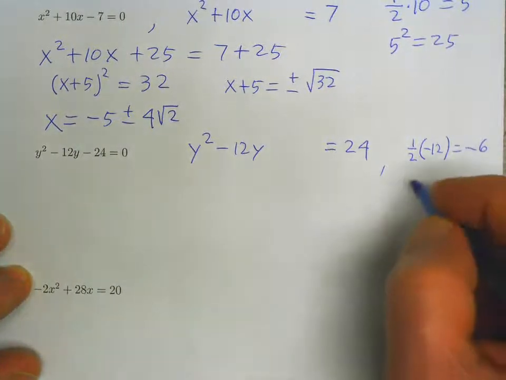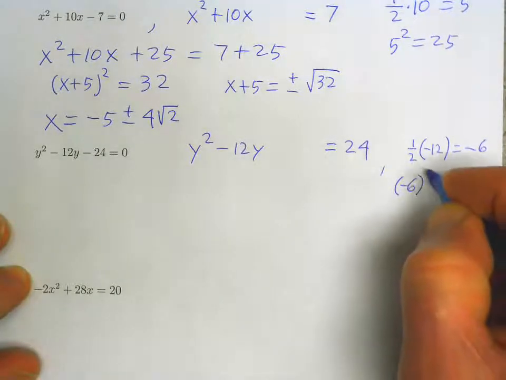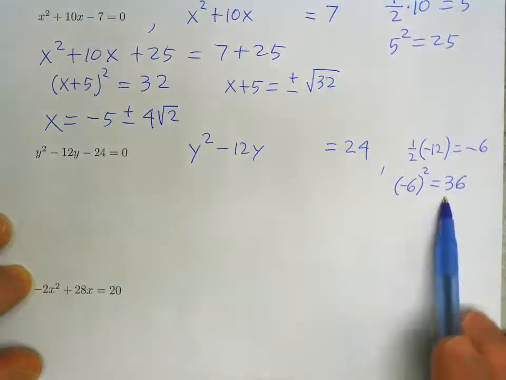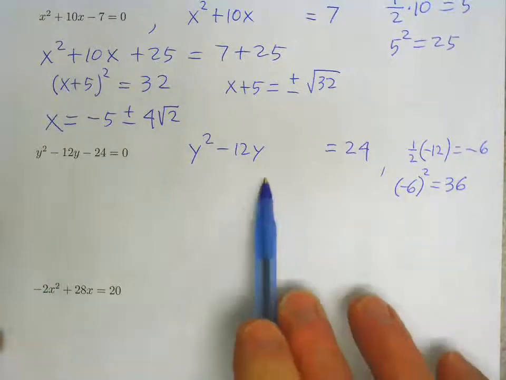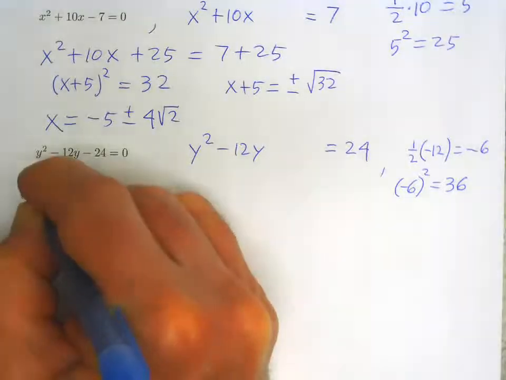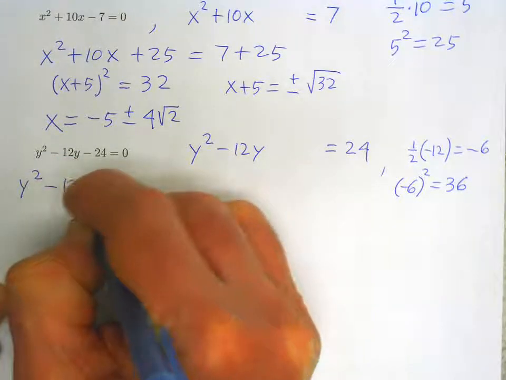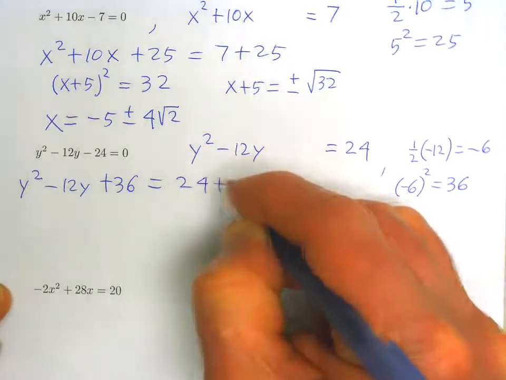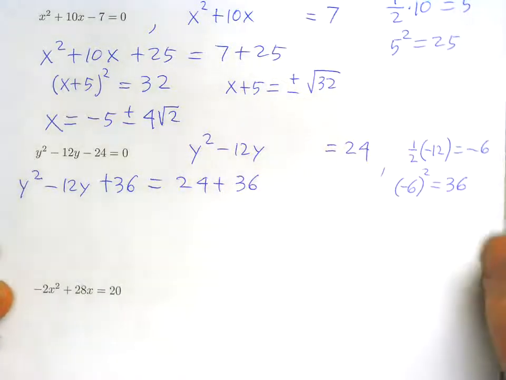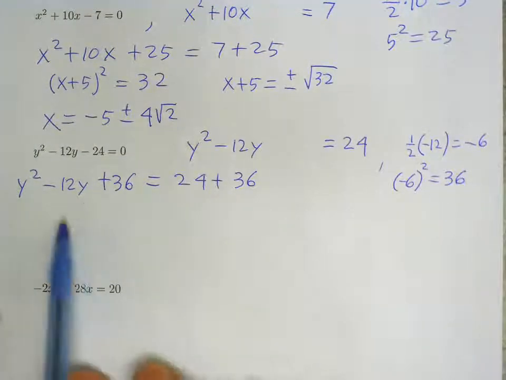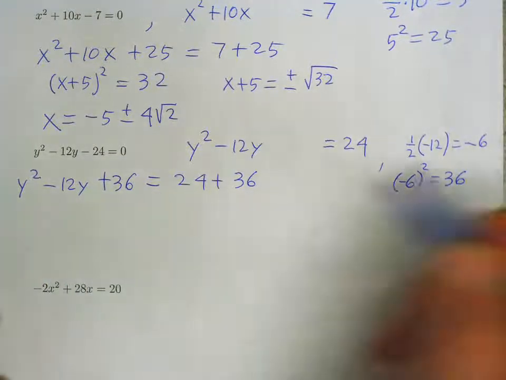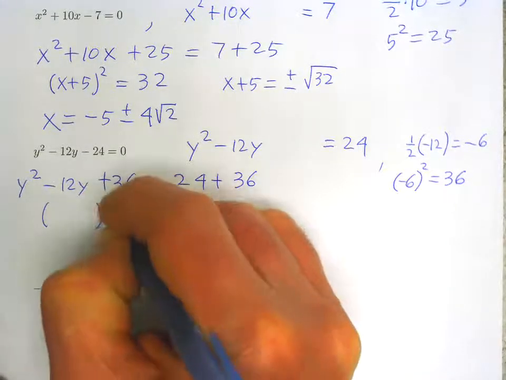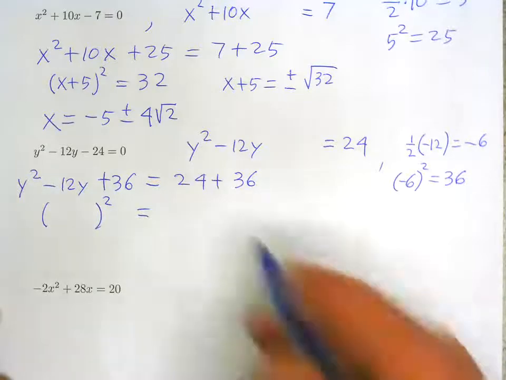And then we square that number. Square the number negative 6, which is positive 36. So we're going to add 36 to both sides, and we get y to the second minus 12y plus 36 equals 24 plus 36. The left-hand side is now a perfect square trinomial, so we're going to write it as a binomial squared. And the right-hand side is 60.